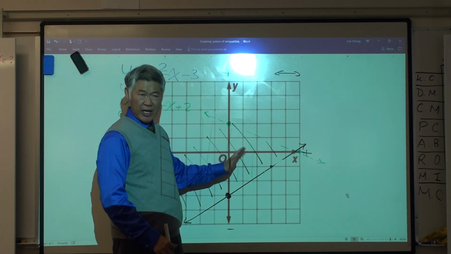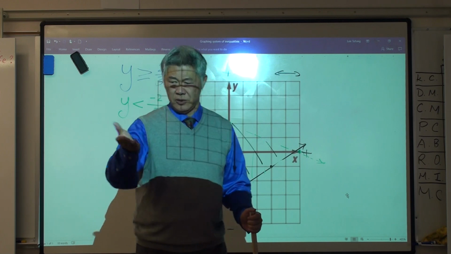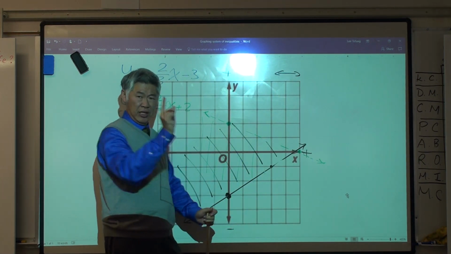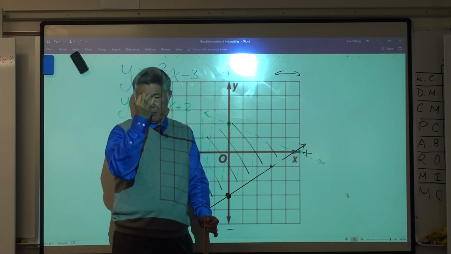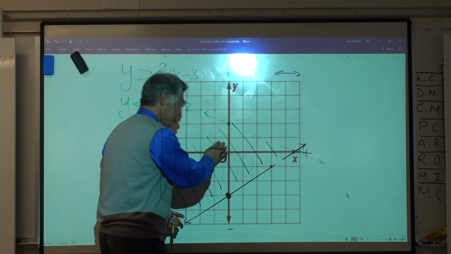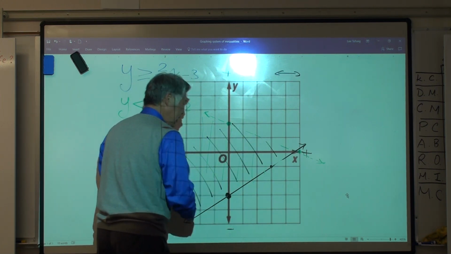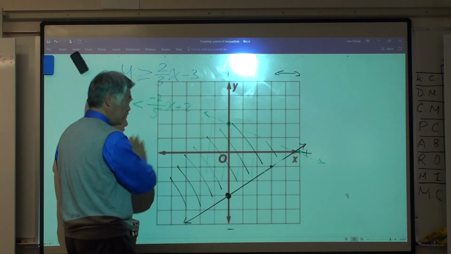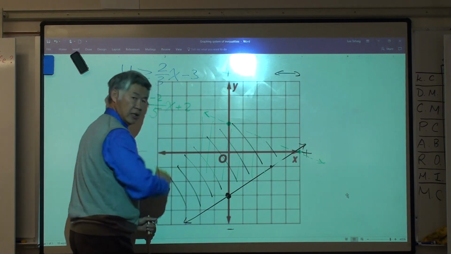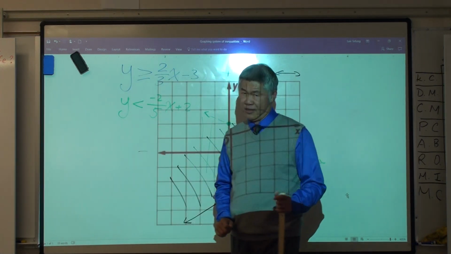When you talk about shade, it's just like the pixel idea. The pixel on your cell phone, on your screen, monitor, same idea. Each one solution is one pixel, or you can call it a point on the XY coordinate plane. And since there are so many, we just use shading to represent all the numbers going forever. All the numbers here satisfy this system of inequalities.